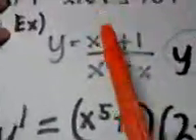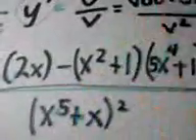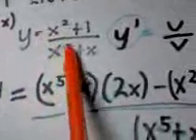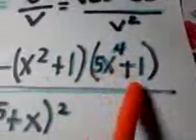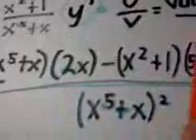What's the derivative of x squared plus 1? That would be 2x. So you're going to write 2x minus u. So here's the u, x squared plus 1. You're going to write it here. Then derivative of v. What's the derivative of x to the fifth plus x? That would be 5x to the fourth plus 1 all over v squared.